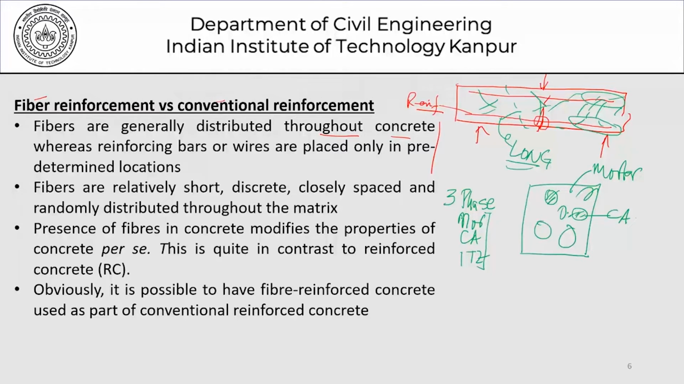Now, the presence of fibers in concrete modifies the properties of this concrete. That is, because these fibers, now let me use another color here, are all over the place. Of course, they will not enter the coarse aggregate as I've shown here, but they are all distributed in the mortar, and it's in 3 dimensions throughout the concrete or throughout the mortar. So this presence of fibers modifies the properties of the concrete itself.